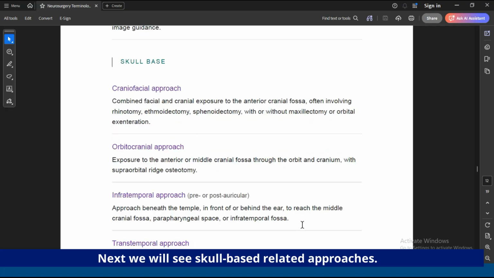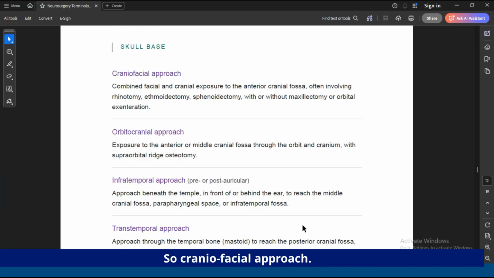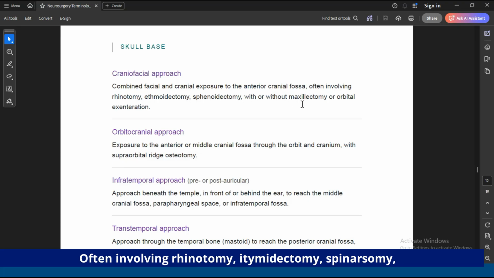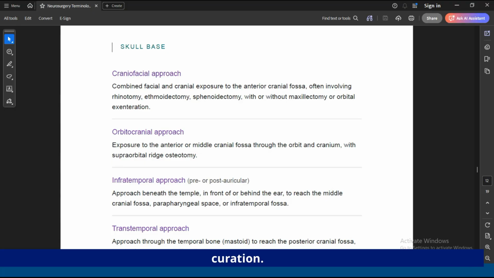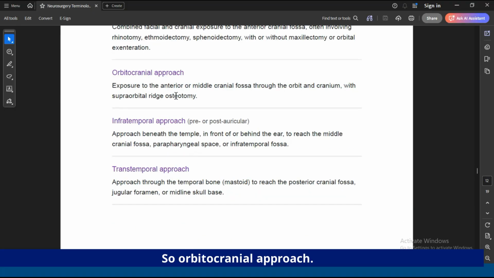Next we will see skull base related approaches. So craniofacial approach, combined facial and cranial exposure to the anterior cranial fossa, often involving rhinotomy, ethmoidectomy, sphenoidotomy with or without maxillectomy and orbital exenteration. So orbitocranial approach, exposure to the anterior or middle cranial fossa through the orbit and cranium with supraorbital osteotomy.